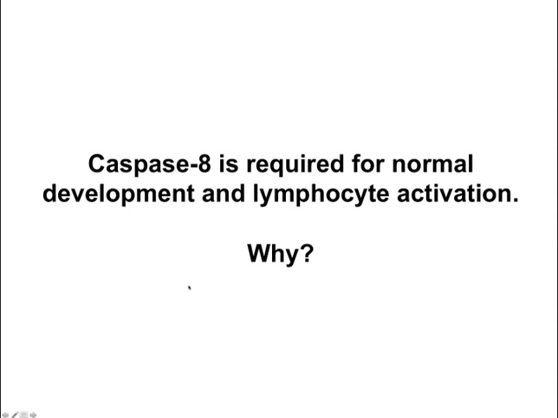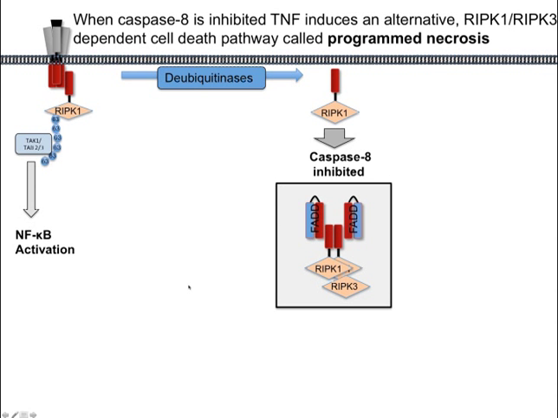This is work that I did during my postdoc. And the answer to this, I'll cut a long story short, is that caspase-8 is actually required to suppress another cell suicide pathway, necroptosis. And so this is a depiction of what happens in a cell when caspase-8 is absent. Receptor activation can lead to the activation of this kinase RIP1.